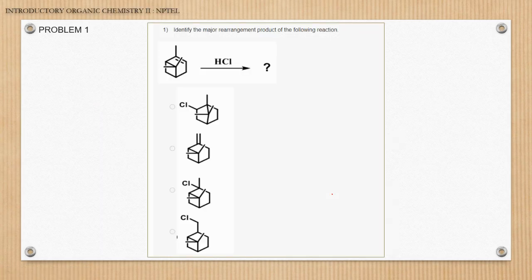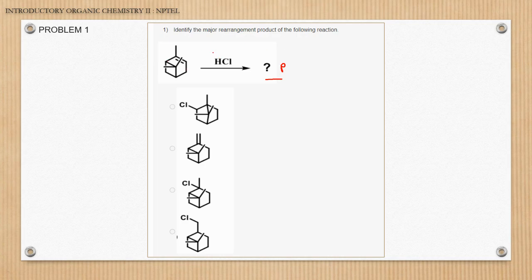With problem number 1, they are asking you to identify the major rearrangement product of the following reaction. So this is the tricyclic compound which you have. Now you have to predict the product after treating it with HCl, that is the acid, with this particular bicyclic compound, and tell the final product of this rearrangement.